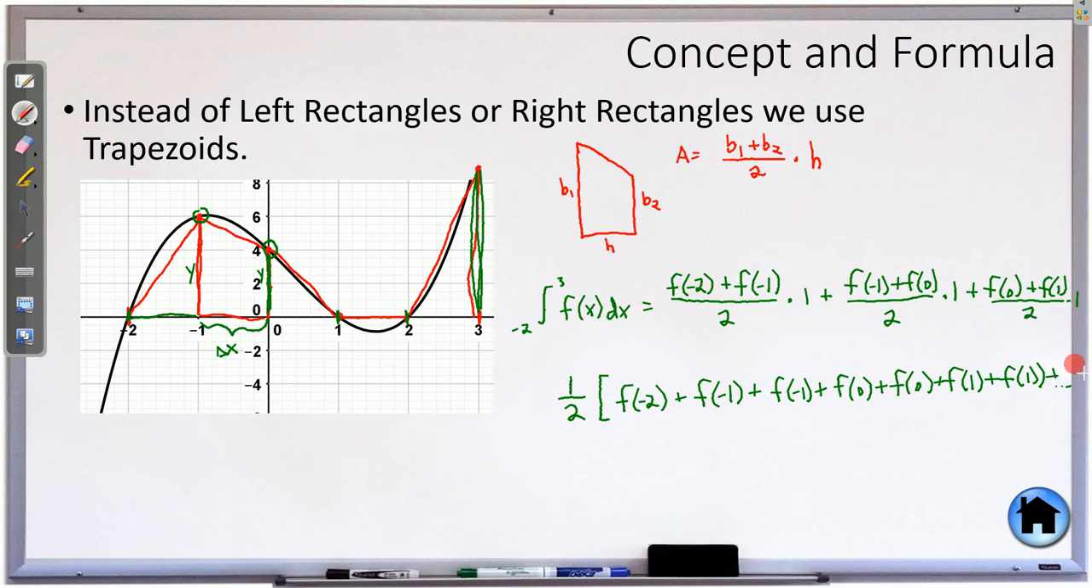And we could keep going there. It's a bit long of an integral. I should have done a shorter one. But that would give us a trapezoidal sum for this definite integral. And you can see it's much more accurate than any of our rectangles would have been.